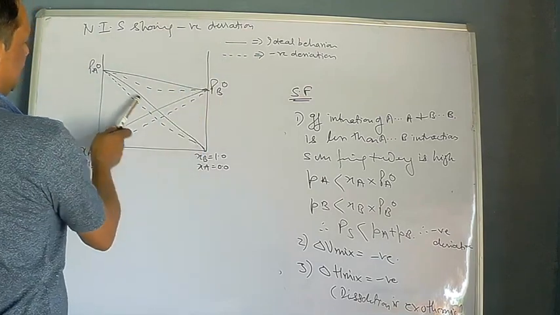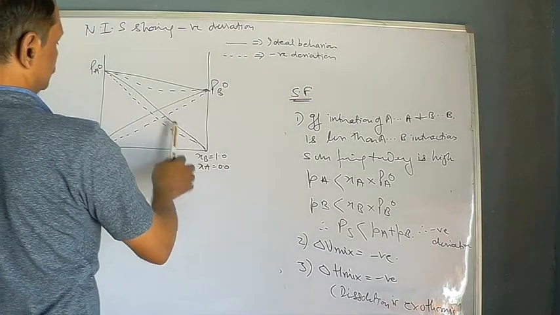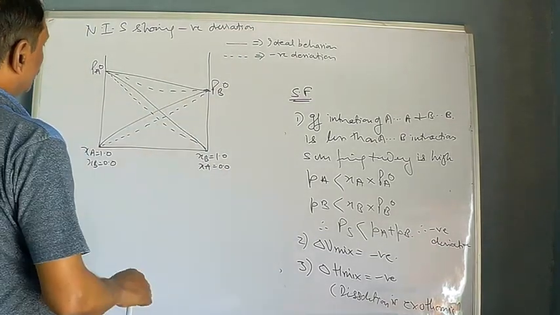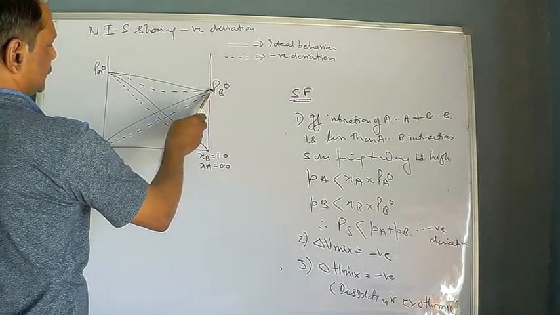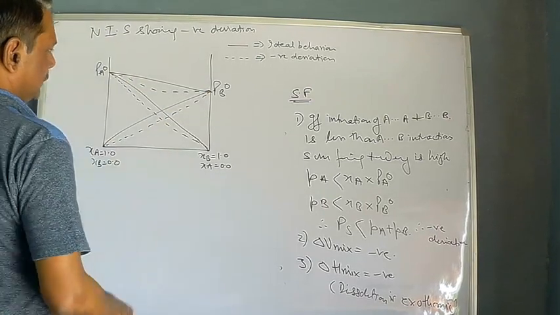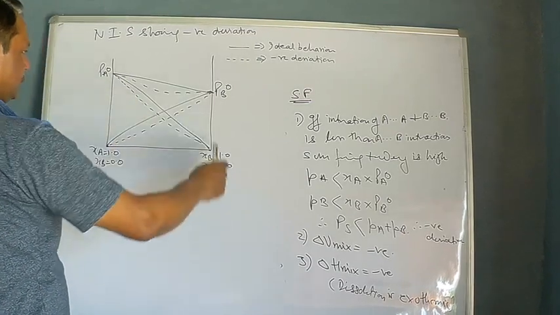For non-ideal solution showing negative deviation, this is the curve. Bold line indicates ideal behavior and dotted line indicates negative deviation. In the last curve, we found that this curve was lying above the ideal solution curve, so they were showing positive deviation. But in this case, it is lying below the curve, meaning showing negative deviation.